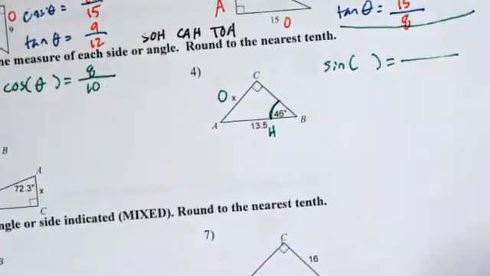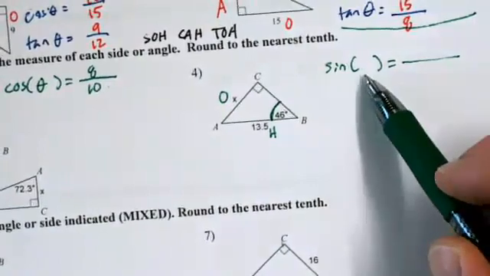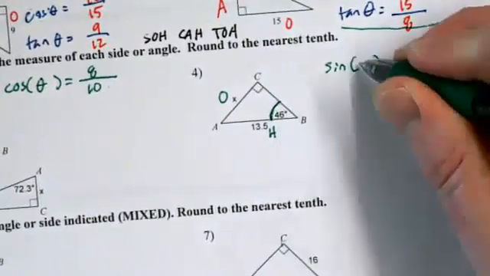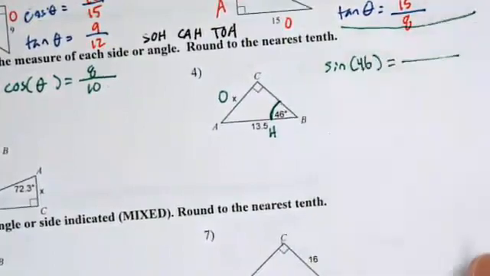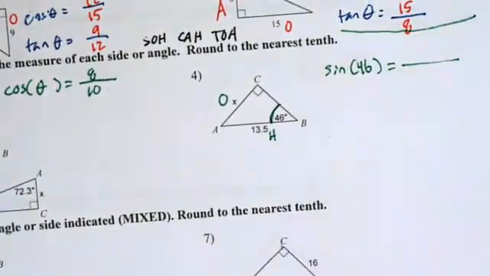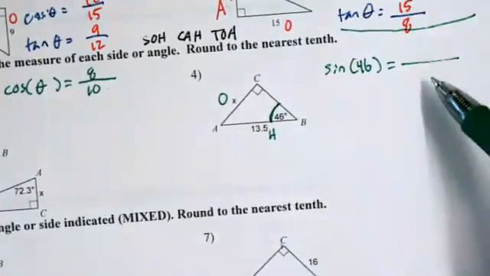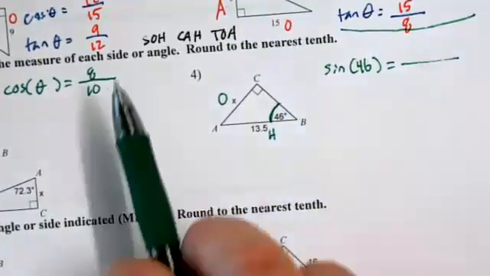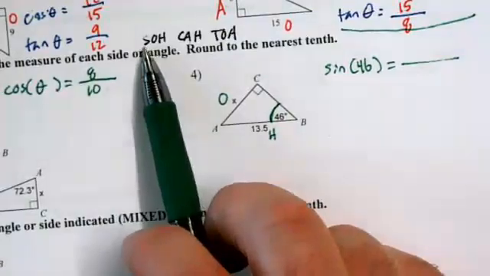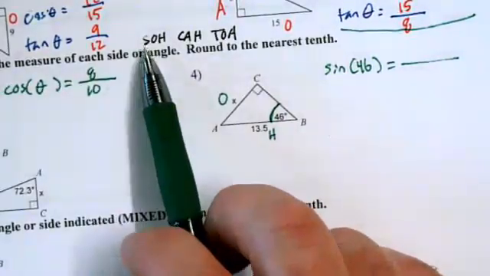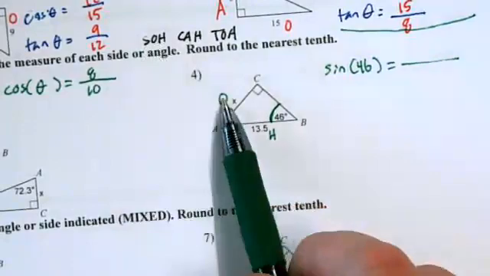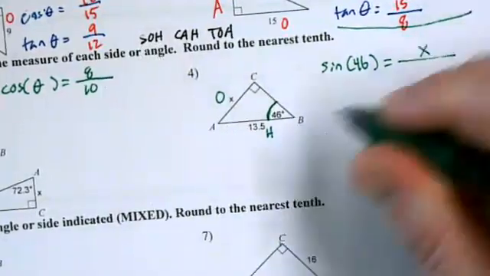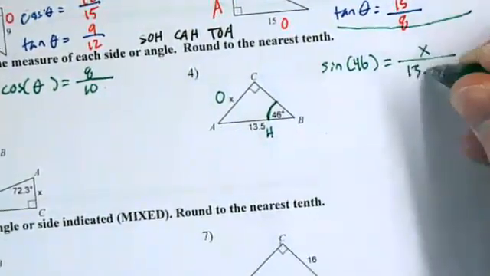Recall that when we write these equations, the angle always goes in the parentheses. Our angle in this case is 46. And then in our fraction goes our side lengths. SOHCAH TOA helps me remember that sine is opposite on top, hypotenuse on the bottom. So opposite on the top, which is x, hypotenuse on the bottom, that's 13.5.